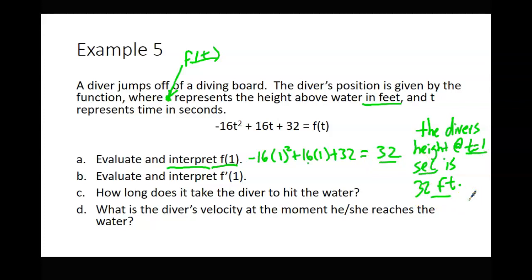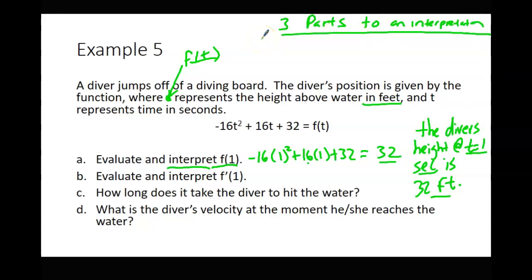So you need to include the units in your interpretation. The interpretation should also include what the story is all about. It's about a diver and the diver's height. So three things whenever you are talking about interpretation. I would highly encourage you guys to write this down, because this is something we're going to do all year actually with various word problems.